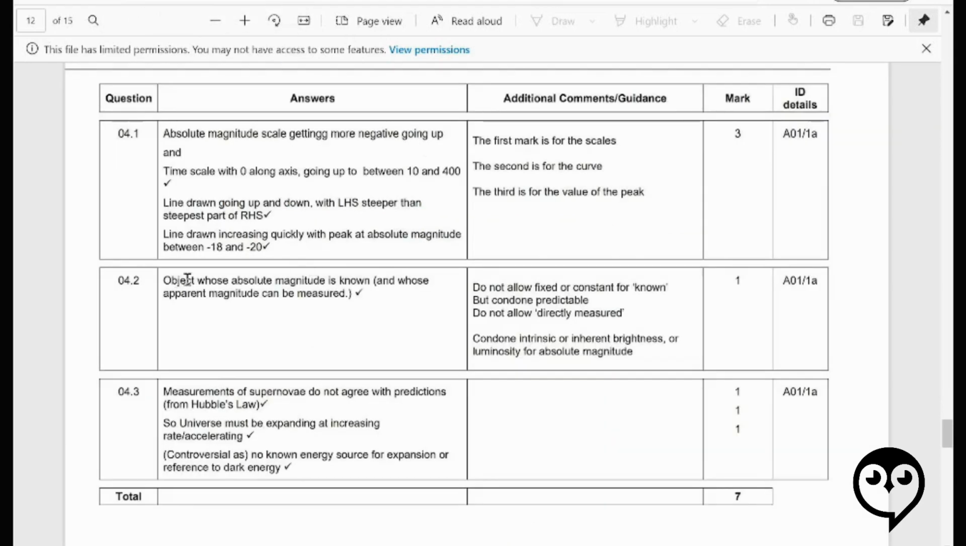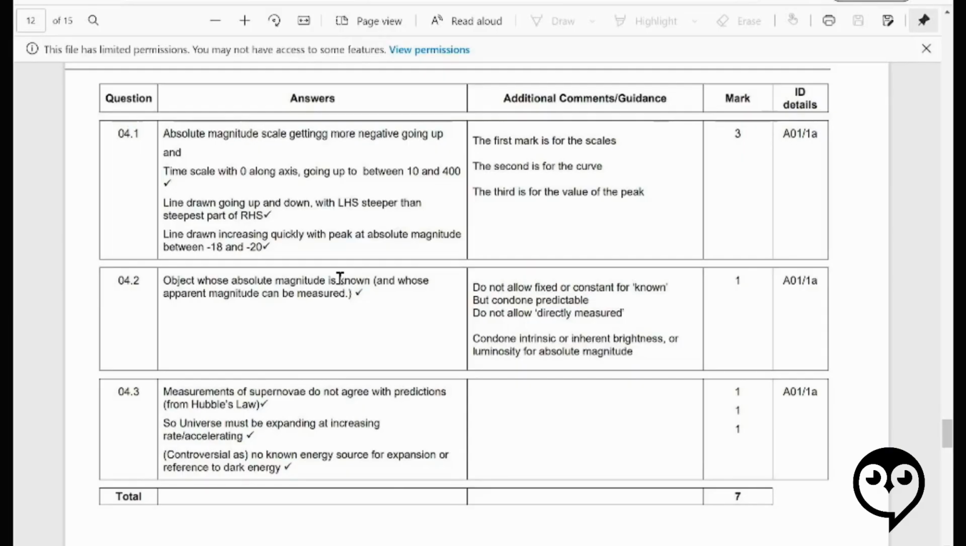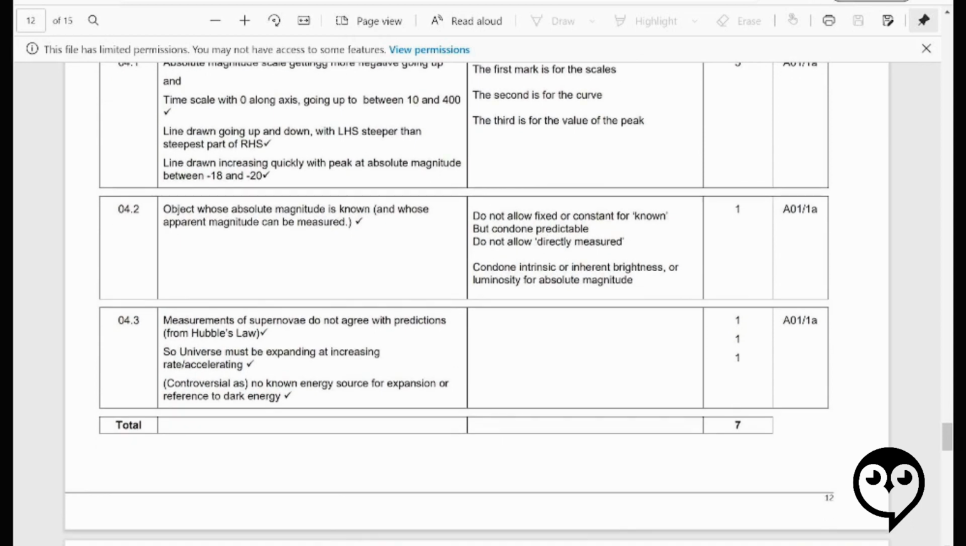Before we answer that one, a standard candle is an object whose absolute magnitude is known, and therefore it can be compared. So probably my answer wasn't the best. Oh, the ego on you. It's better to say it's something whose absolute magnitude we know, and then that's how it's used as a comparison. You can talk about inherent brightness, luminosity, intrinsic. It's predictable. It's not fixed or constant because it could change, but it's something that's predictable at least. Anyway, moving on with what happened in 1999 there.